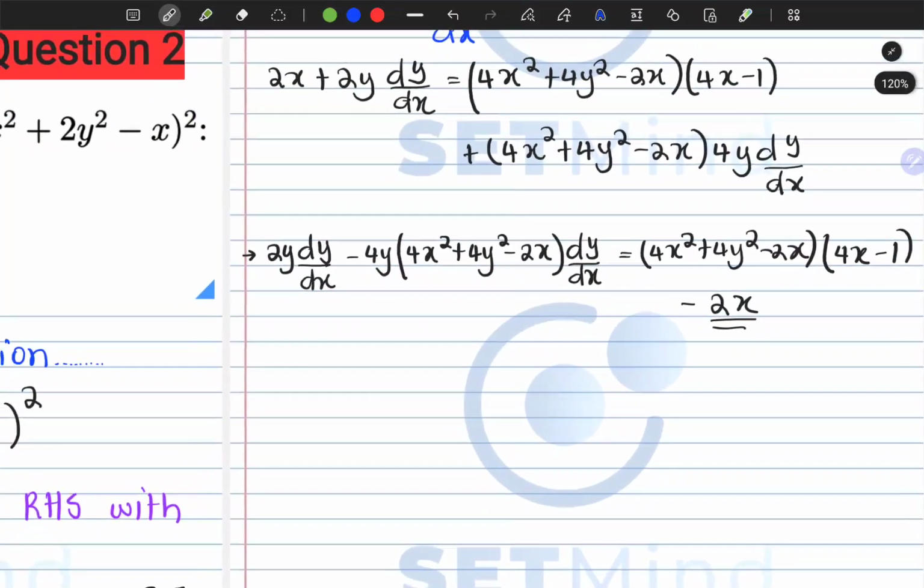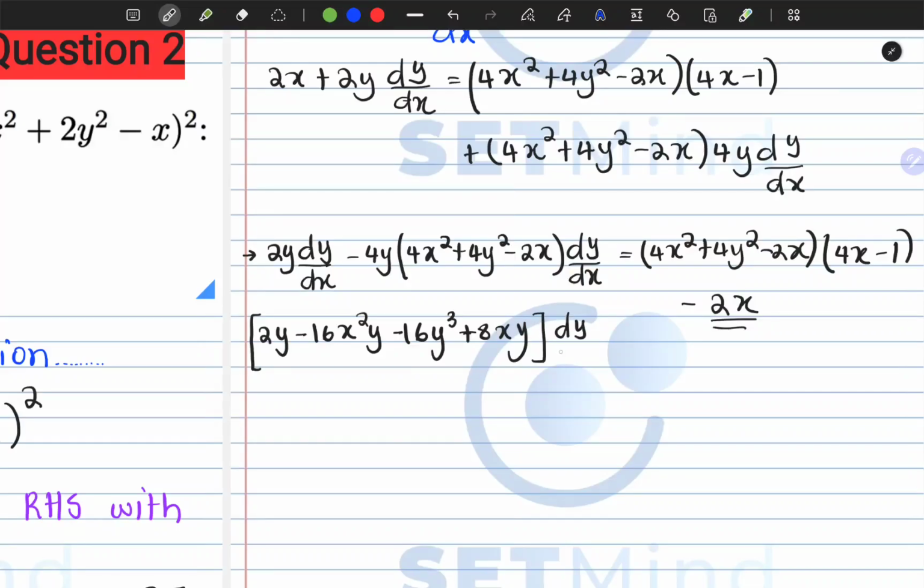Okay. So now we can factor out our dy dx and solve for it. If you observe carefully, we'll have 2y, and then 16x squared y, and then minus 16y cubed, and then plus 8xy, and this will be multiplied by dy dx.